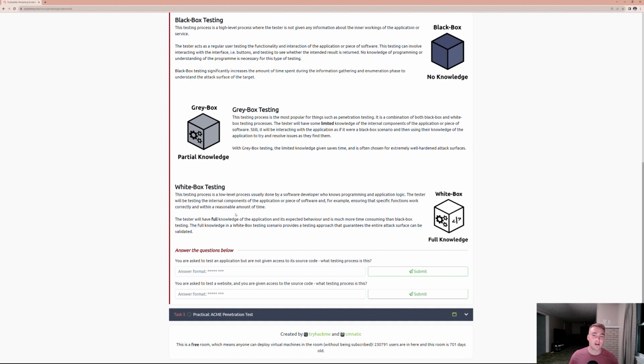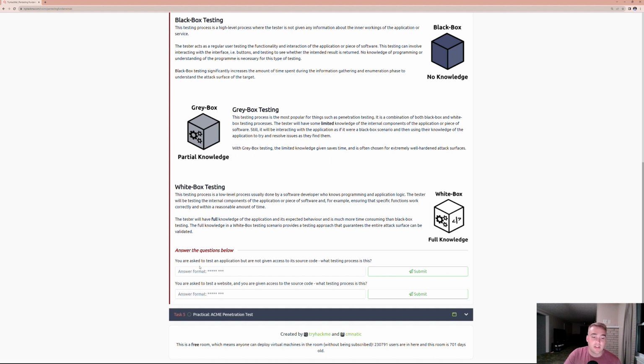And so the gray box is basically a mixture of these. So you think about black boxes, you basically have no knowledge. White box, you've got full knowledge. You've got access to source code. You probably have a network diagram, all kinds of different stuff. And then a gray box testing is basically some kind of mixture of the two. You don't have no information, but you don't have all the information. It's somewhat of a mixture of both.